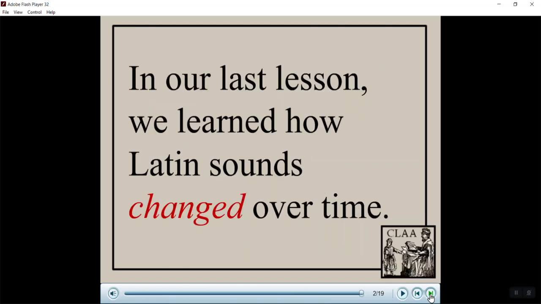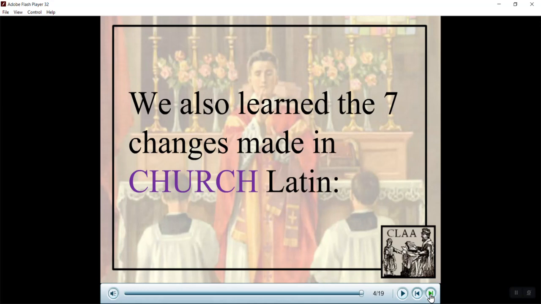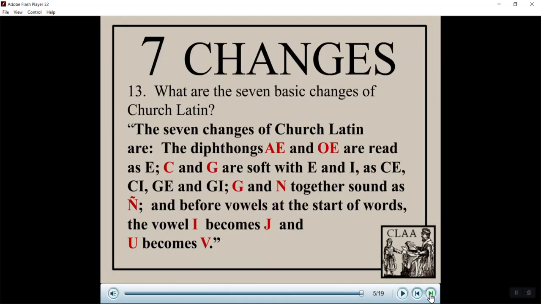In our last lesson, we learned how Latin sounds changed over time. First, we learned about the sounds used by the Old Romans, called Classical Latin. We also learned the 7 changes made in Church Latin. What are the 7 basic changes of Church Latin?